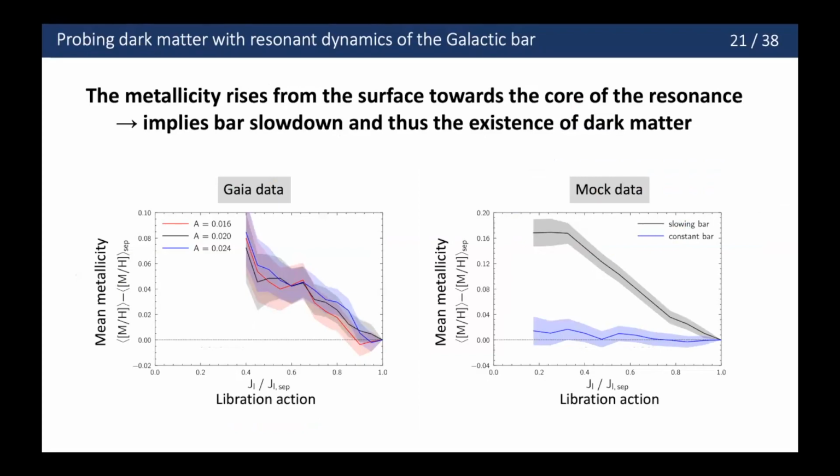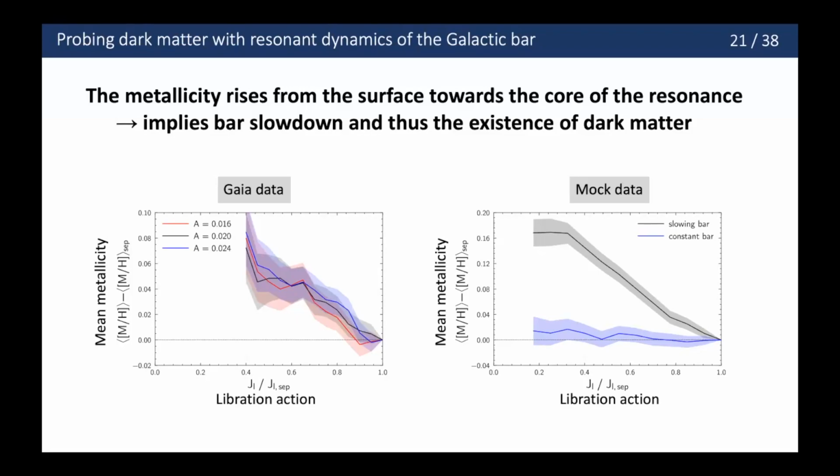And in the right plot, I'm showing the result where I apply the exact same analysis on my mock data, where the mock data is created from my simulation. The black one is when I assume the slowing bar, and the blue one is a constant bar. So you can see that this upward increase in metallicity is only expected when the bar is slowing down. So the fact that we do see this increase in metallicity in the data implies that the bar is slowing down.